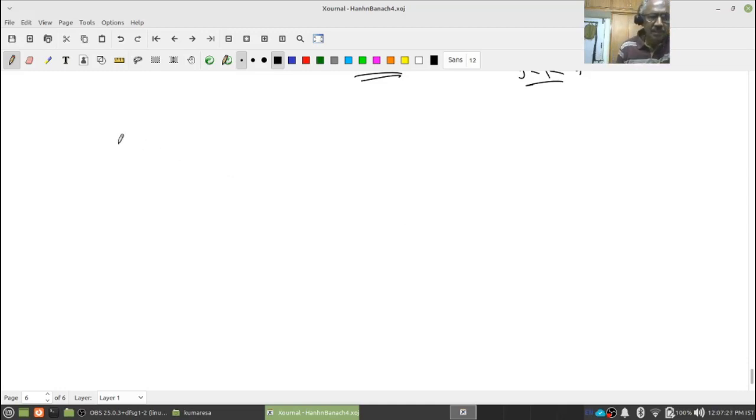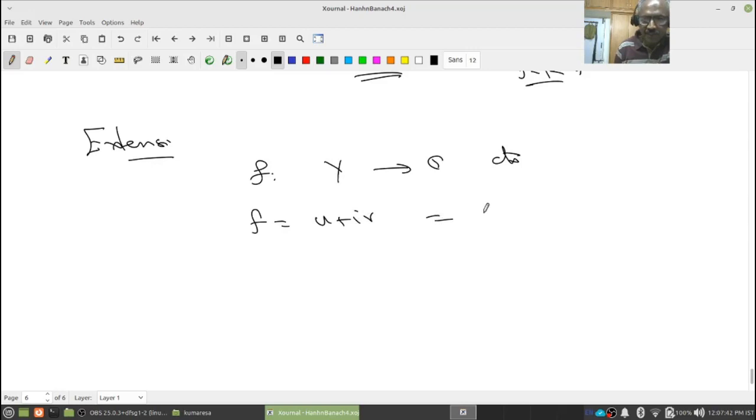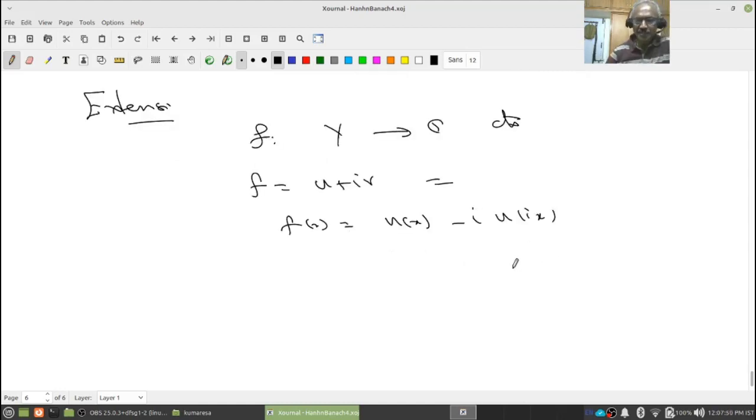Now how do I prove the extension? I'm sure all of you now know that. Suppose f from Y to C is continuous. Write f as u plus iv, but I know this is nothing other than f of x equal to u of x minus i times u of ix. Therefore, to extend f, what do you think I should do? Remember, I already know the Hahn-Banach extension theorem for real valued linear functionals over a real normed linear space. So what do you think I should do now?